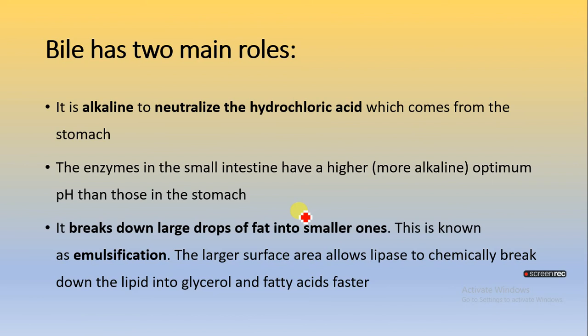So you find that another function of bile is it breaks down large droplets of fat into smaller ones, and this is known as emulsification of fat. Thereby it helps to increase the surface area to allow lipase enzyme to work on these lipids, to break them down to fatty acid and glycerol faster.